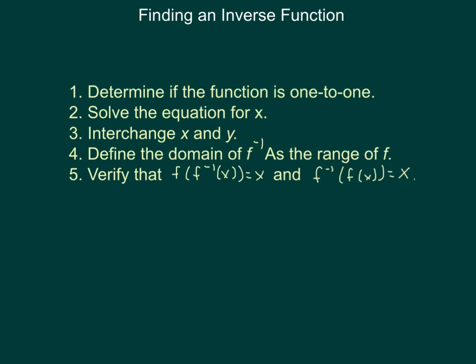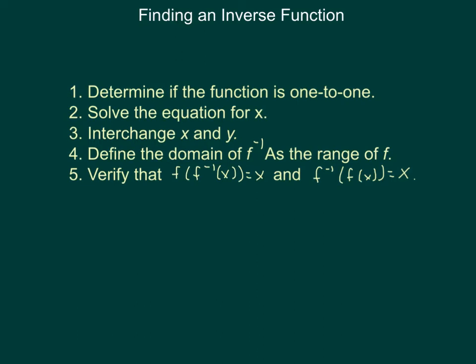To find an inverse of a function, the first thing we have to do is determine if the function is 1-to-1, if it's strictly monotonic, always increasing or always decreasing. We want to have that. Number two, we're going to solve the equation for x. There were two different ways that people will go with finding an inverse. This is a little bit different than what we did last year. I'm going to follow what the book has, and I'll compare it to what we did last year as well.